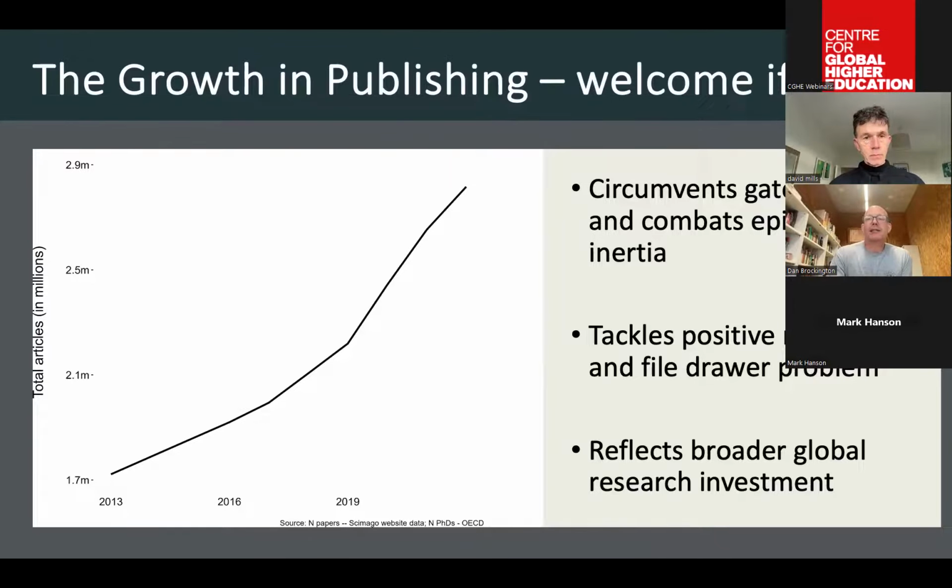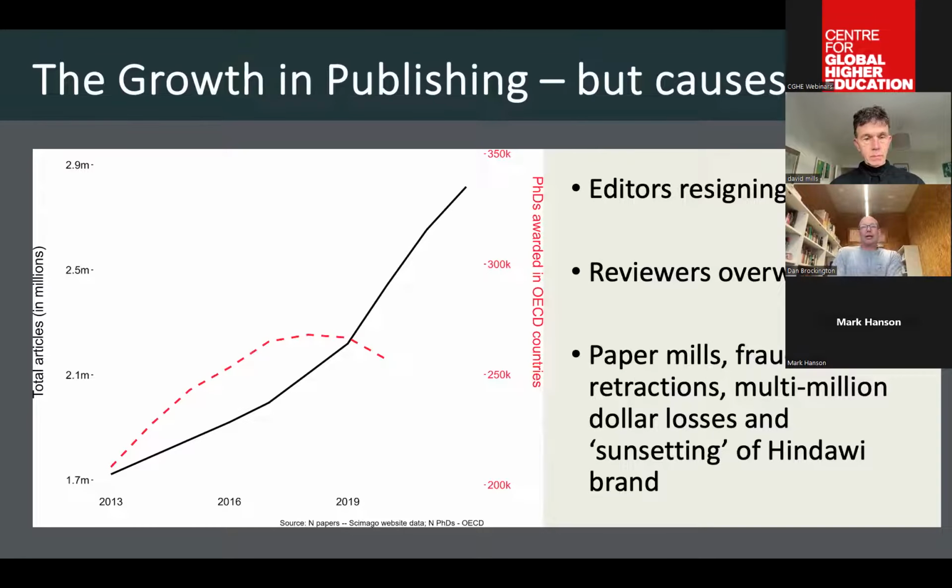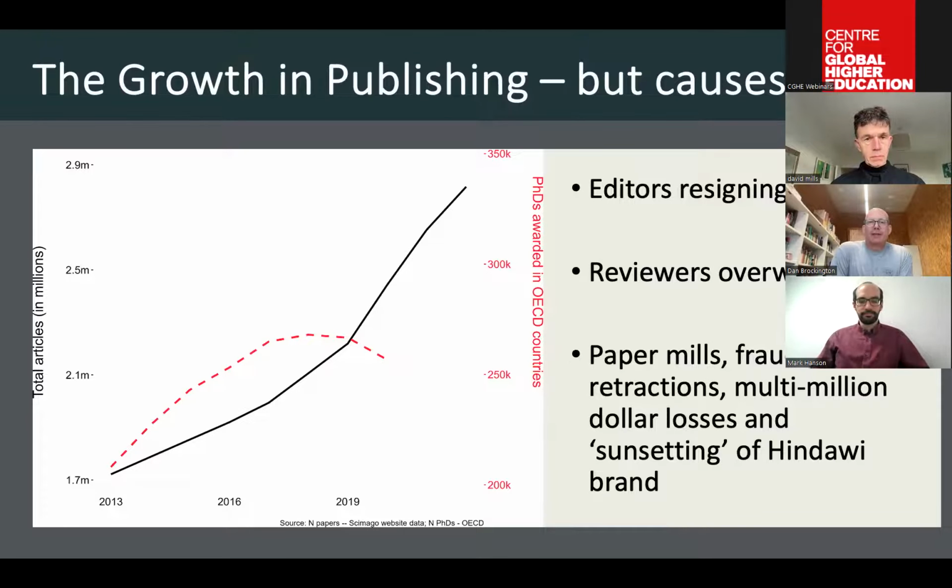And at the same time, that is not the entire story, because we also see a strain. A fair bit of this is anecdotal. On social media, you can find editors resigning, you find reports of reviewers being overworked. Some of this, in fact, is also published in the academic literature. And of course, we all know the problems of fraud, the paper mills, retraction.